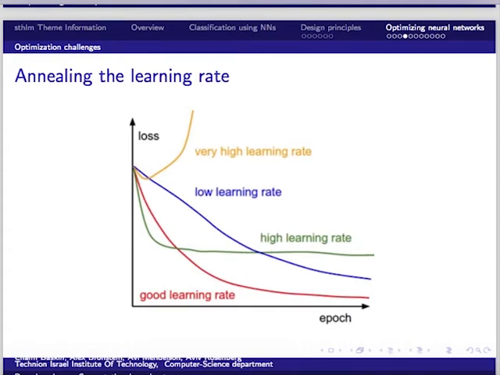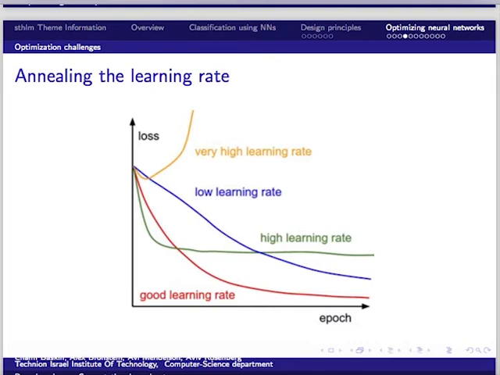So let's take a look at our plot. This is our epoch axis and loss axis. The red curve is a good learning rate, because we converge to a good point, near zero. It's what we should try to get in a good training model.